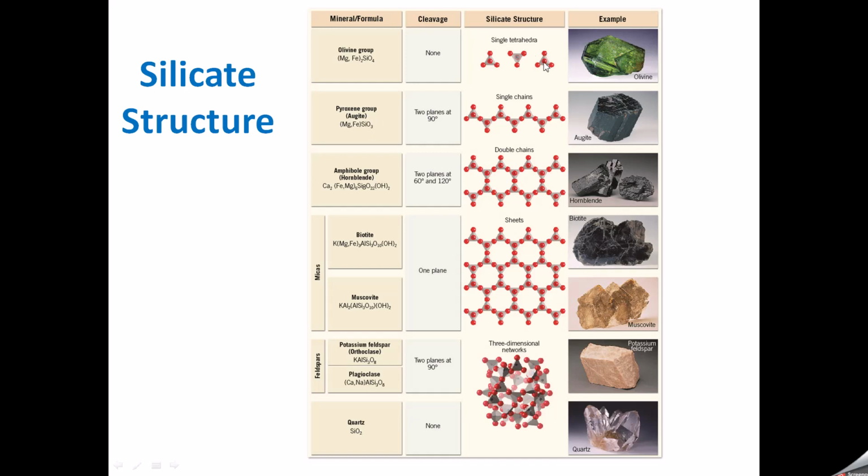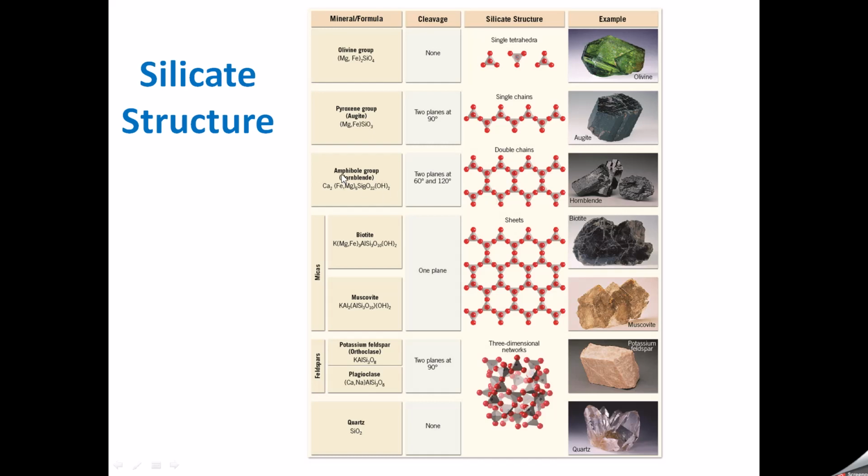If you have single tetrahedra here, you'll find this in the silicate structure of the olivine group. And if these tetrahedra combine together, they will form chains. The example is the pyroxene group, augite. We call this a single chain, and if we have another chain combined to this chain, it will form a double chain, made up of tetrahedra combined with each other in two chains.